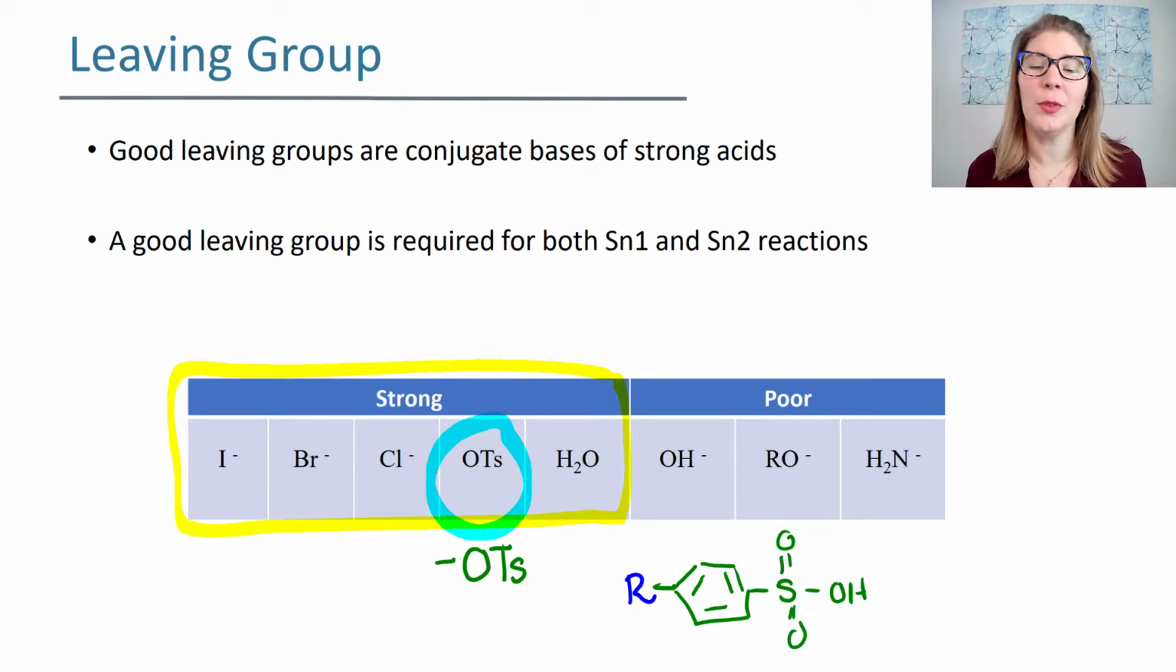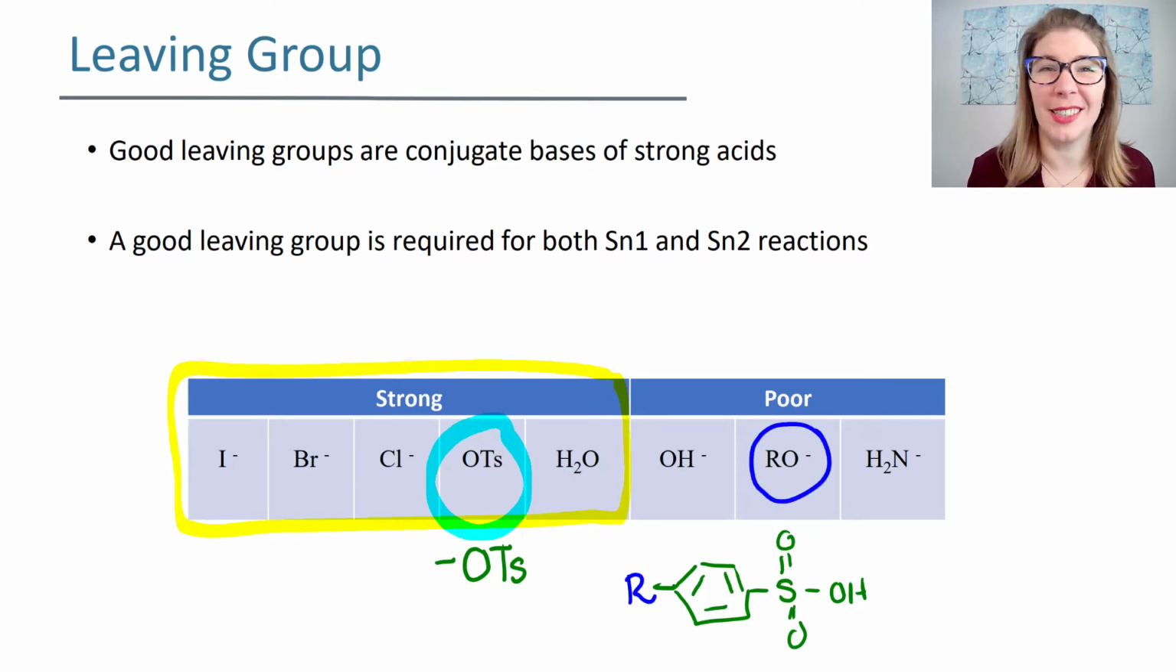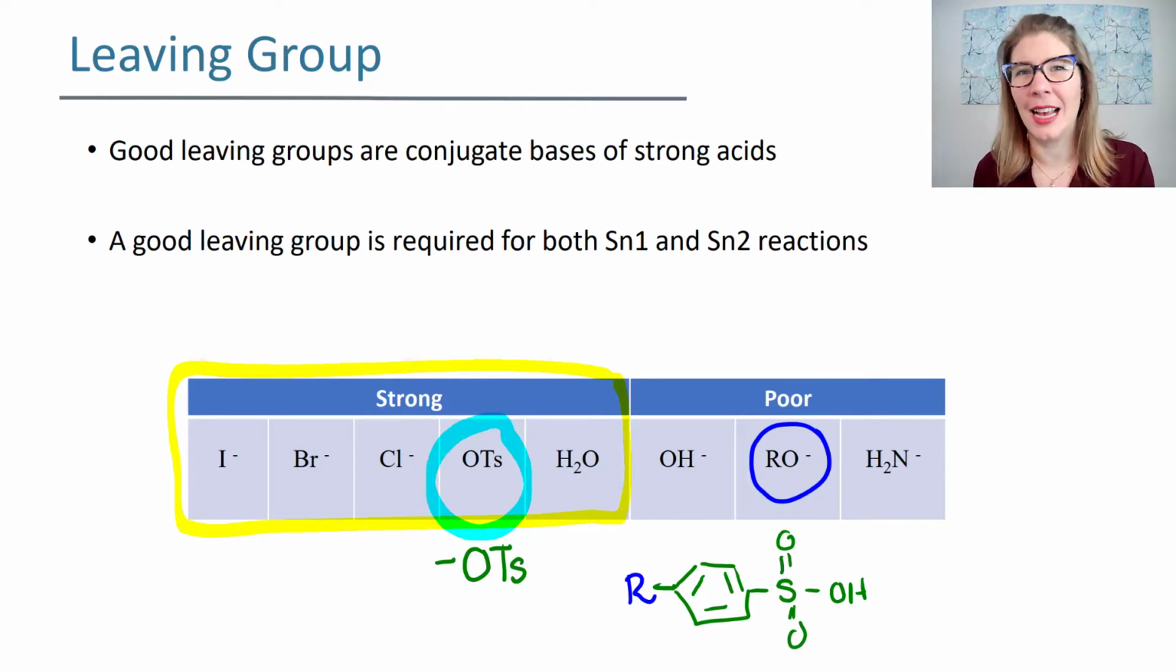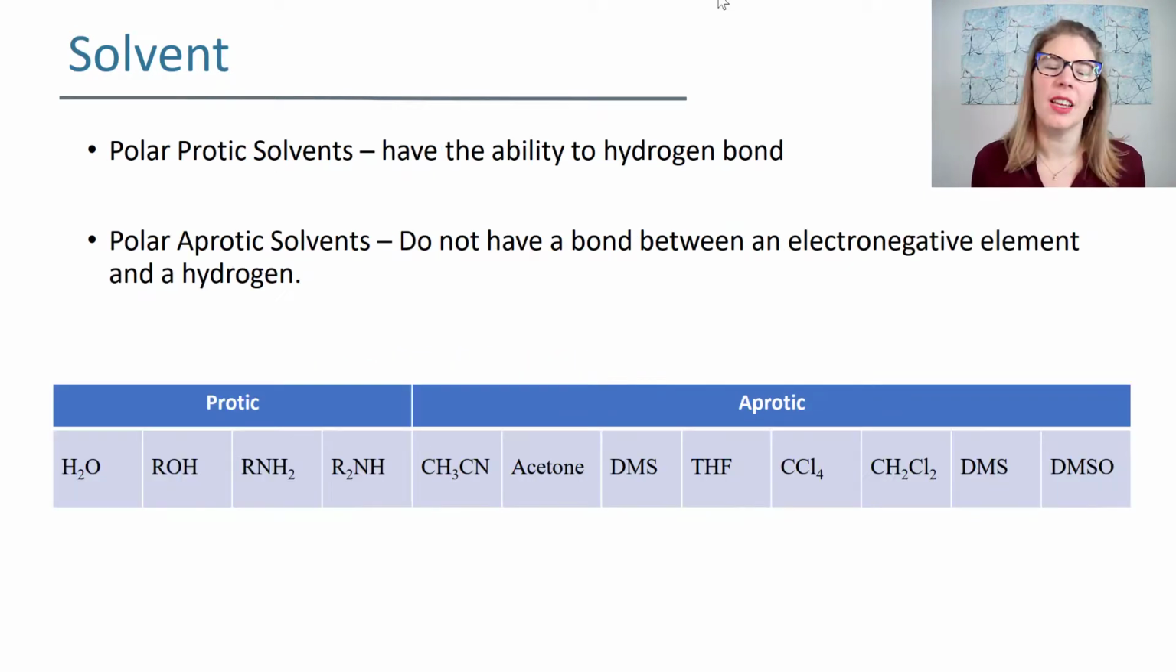Our poor leaving groups are going to be things like hydroxide or any alkoxide, and alkoxide is the fancy chemistry word for something that looks like hydroxide, except the H is replaced with an alkyl group, right? So alkoxide, it's like alkyl oxygen that's negative. That's what it's called. And then an NH2 group.